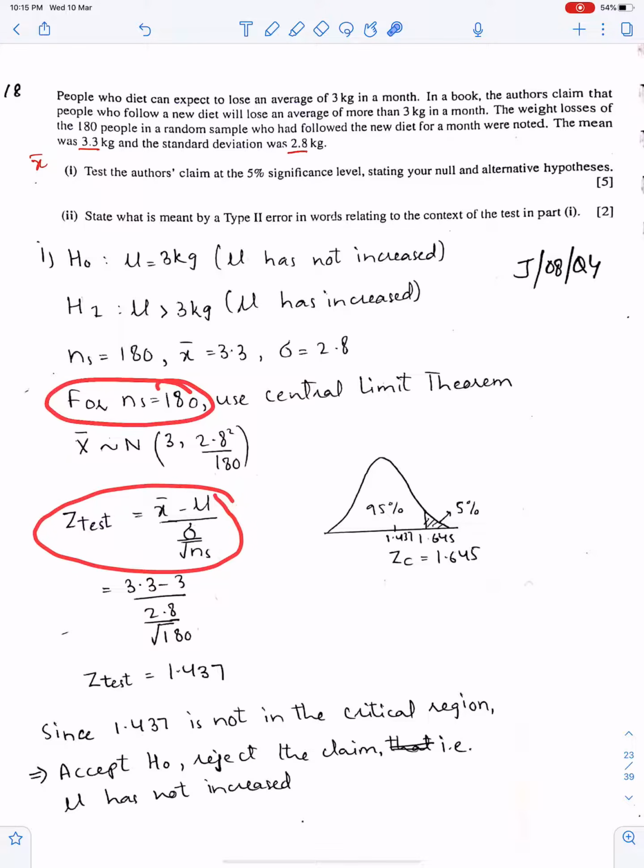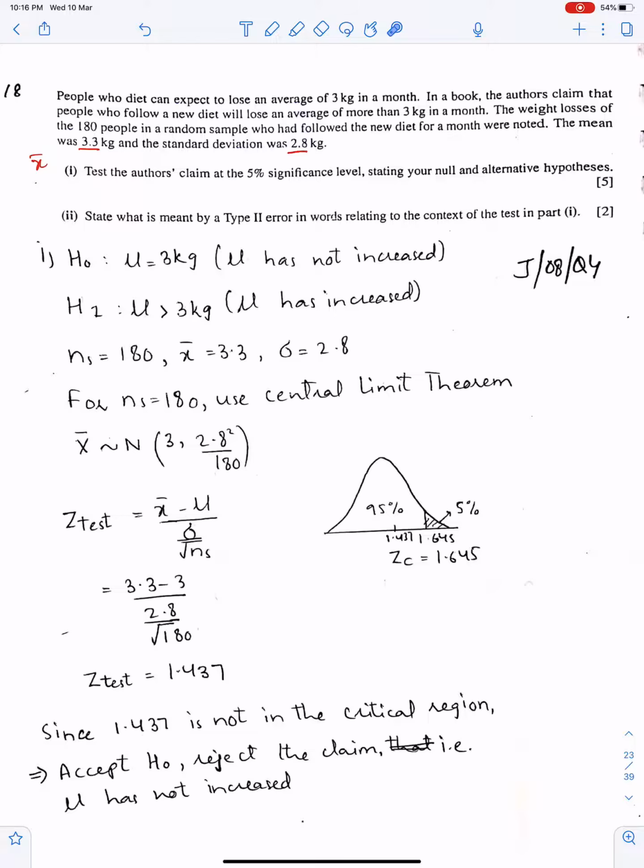You can easily perform according to CLT, since for large samples we use CLT. The distribution of x bar is normal. This is the way to get the z test. The z test is 1.437 and the critical value of z is 1.645. So this value does not lie in the critical region, it lies here. Since it lies in the acceptance region, we accept H naught. That means we reject the claim that mu has increased.